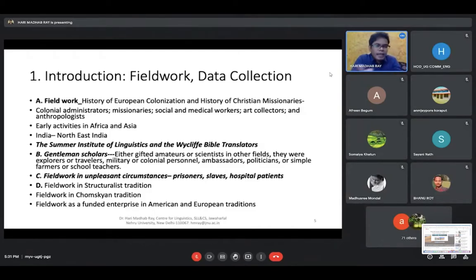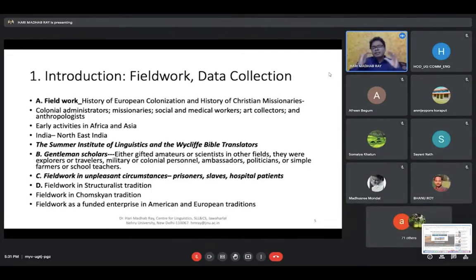There are many people, and in other circumstances, we see fieldwork in unpleasant circumstances. Let's say there is a prison and prisoners are there, or maybe slaves are there, or patients in a hospital. Some people who were interested used to collect data from prisoners, from slaves, or hospital patients. So briefly, I'm trying to give you an overview of the history, what happened in the European and American traditions.